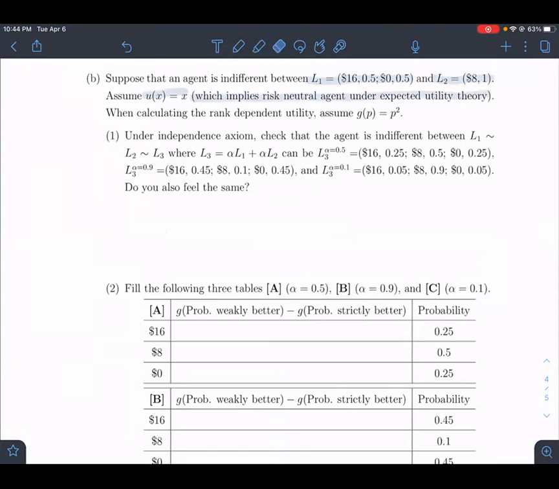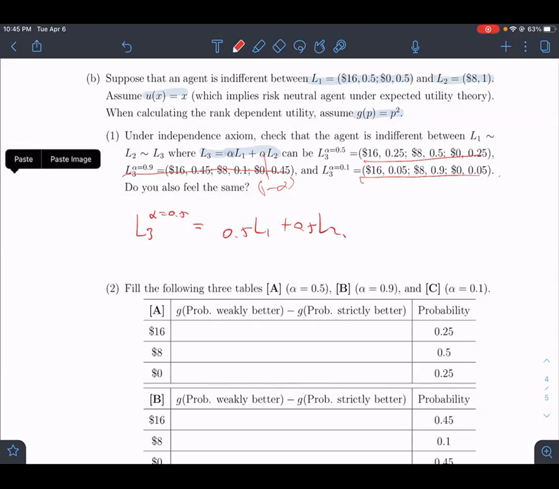I said blah, blah, blah in this here, but let's ignore. And then when calculating the rank dependent utility, we use this weighting function. Under the independence axiom, check that the agent is indifferent between L1, L2, L3, where L3 equals alpha L1 plus 1 minus alpha L2. And then L3 can be these 3 guys, depending on my choice of alpha. For example, L3 with alpha 0.5 is 0.5 L1 plus 0.5 L2.